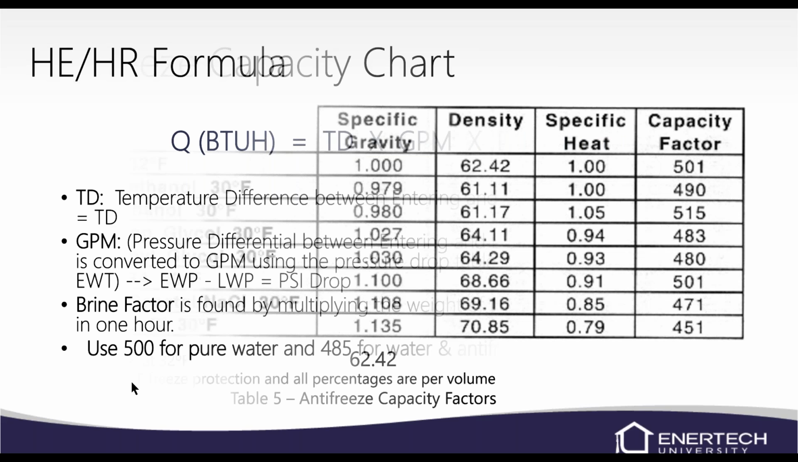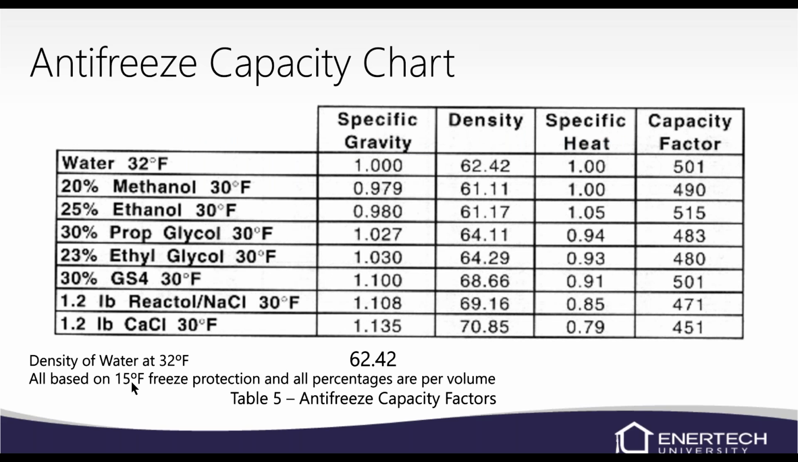This is actually the antifreeze capacity chart here, and you can look at the capacity factor. Actually, I was wrong. Propylene glycol at 30% is 483. Methanol at 20% is 490. And ethanol is a little bit higher, but again, it's just an average. So we're 485 for antifreeze, 500 for water. That's really all you got to know.